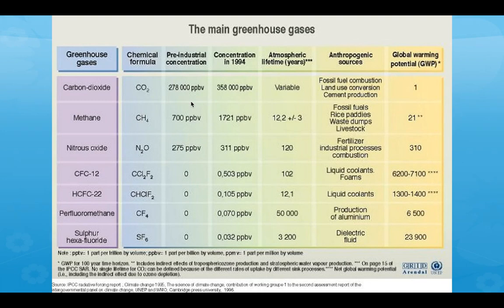So now we can look at CFC 12. And there used to be none, because this is something that was pretty much invented. So it's a man-made chemical. It's not a natural chemical. And now we have about 503, 504-ish, just 503 parts per billion. And it spends 102 years in the atmosphere.